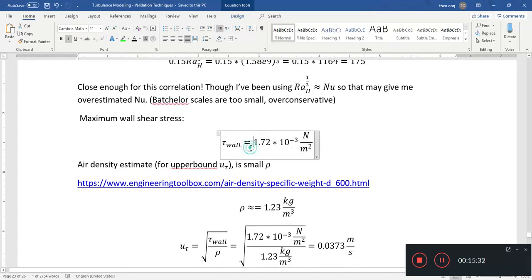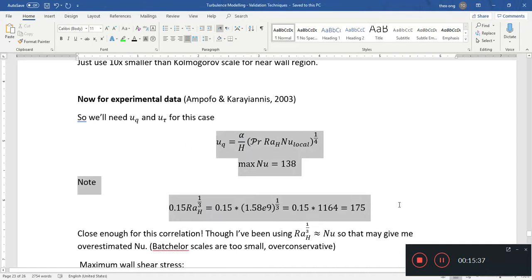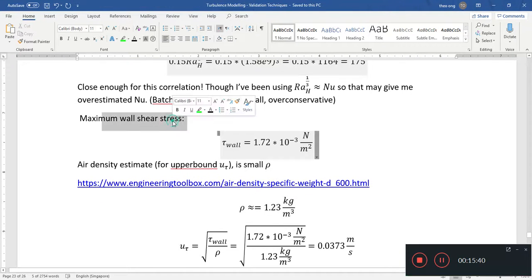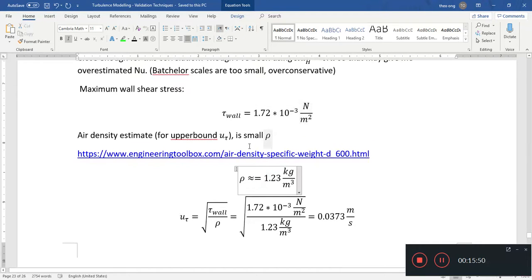Alright, so the wall shear stress is as follows. This actually helps us to determine u_q, and we can substitute it in later. But we also need our wall shear stress. Wall shear stress is about this much, 1.72 times 10 to the minus 3 newtons per meter squared, or pascals. And we get an air density estimate. If you want a conservative estimate, we take the smallest air density, and that is about 1.23 kg per meter cubed. I took it from this Engineering Toolbox, roughly at 50 degrees C.